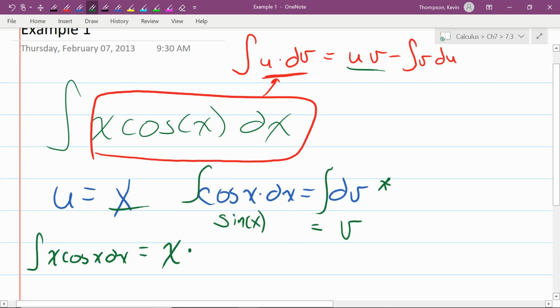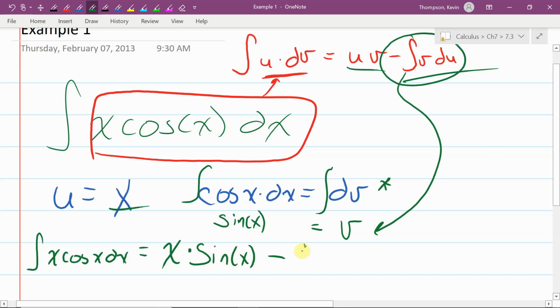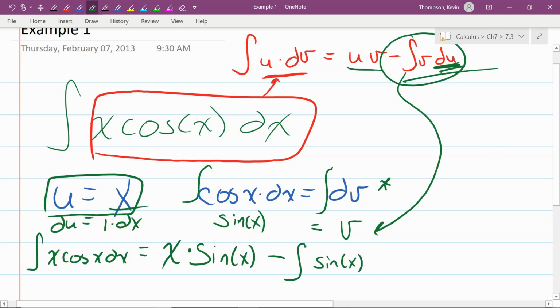I appreciate the fact that you said the plus c, but there is going to be another plus c in a minute, so I'm not going to write the constant. So u times v, so x times the sine of x, minus, so now I'm trying to do this part, minus the integral of v. Well, I know what v is now, it's sine of x, du. Well, if u is x, what's du? 1 dx, yes.